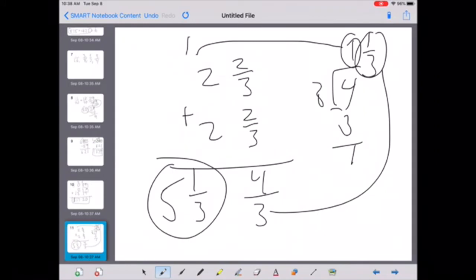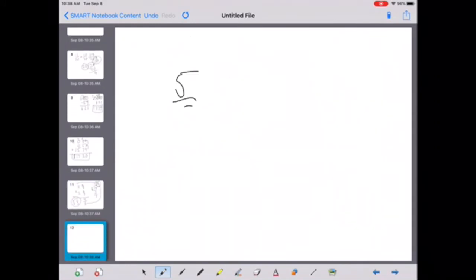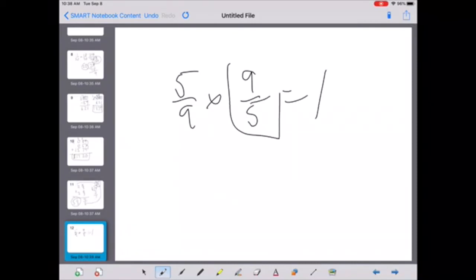Number 27 says how many 5/9 are in 1? This is the reciprocal. 5/9 times, flip it, 9/5 equals 1.